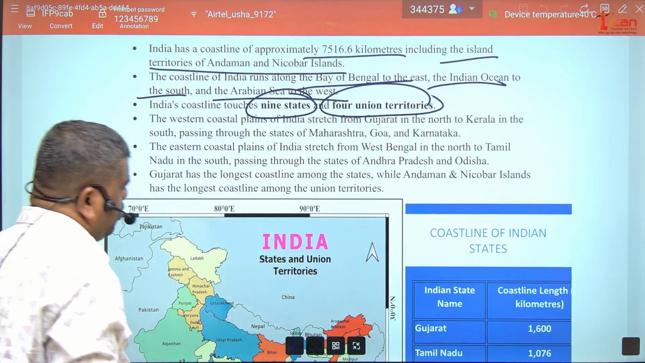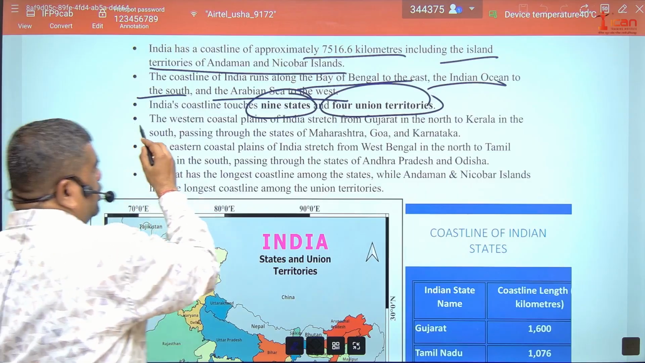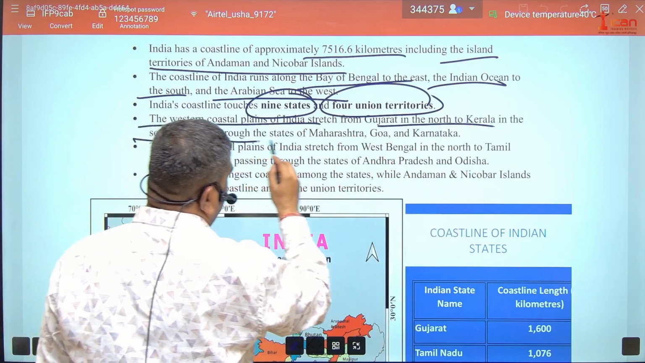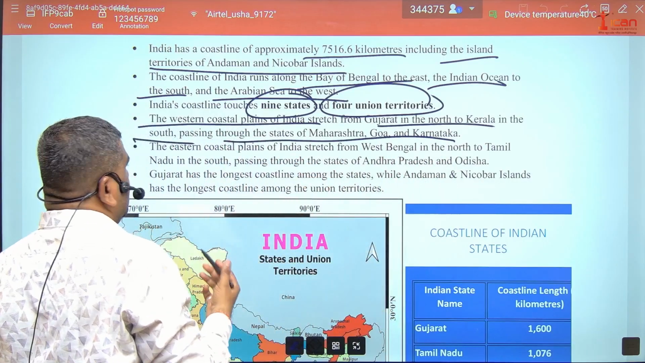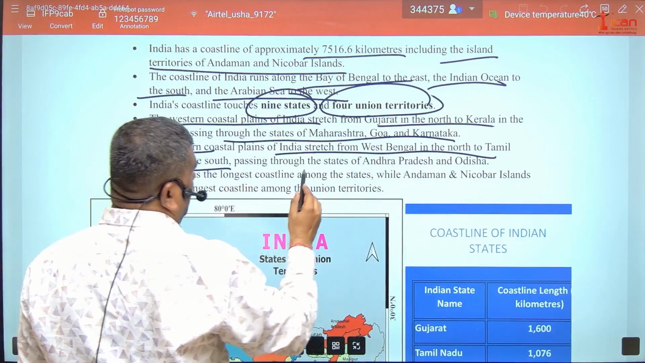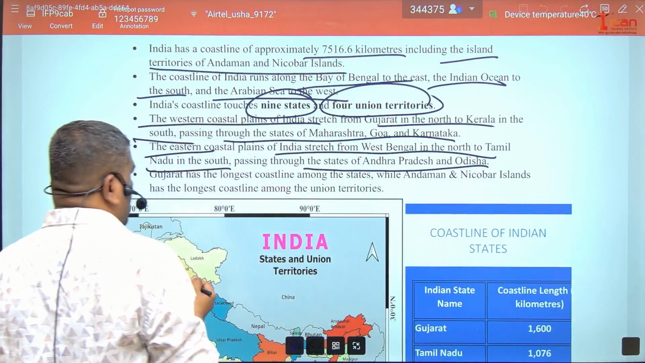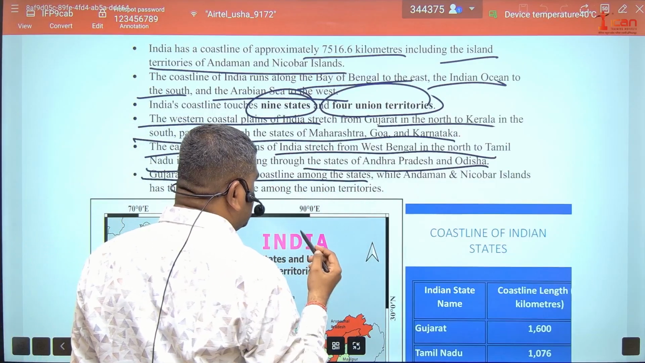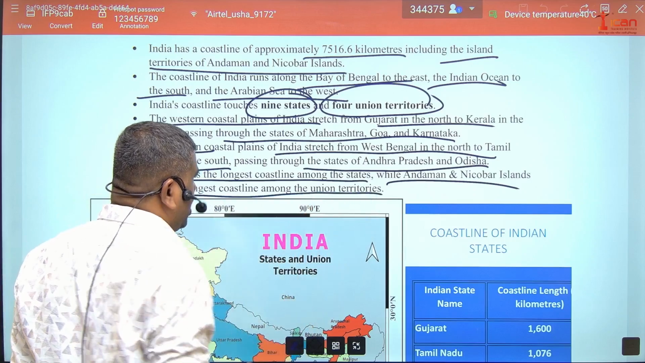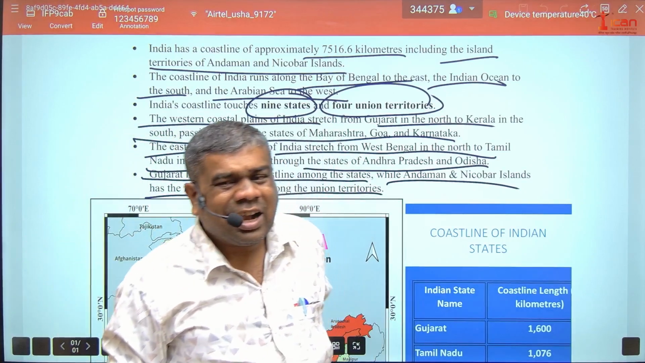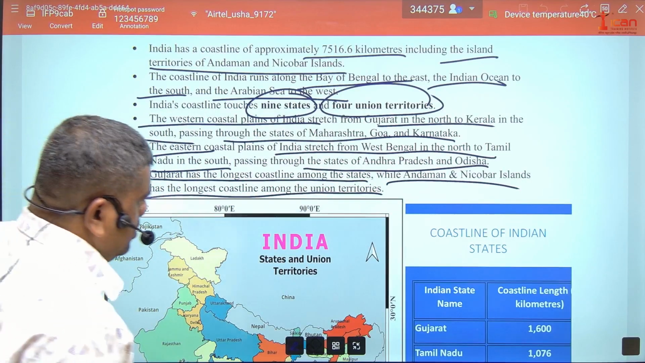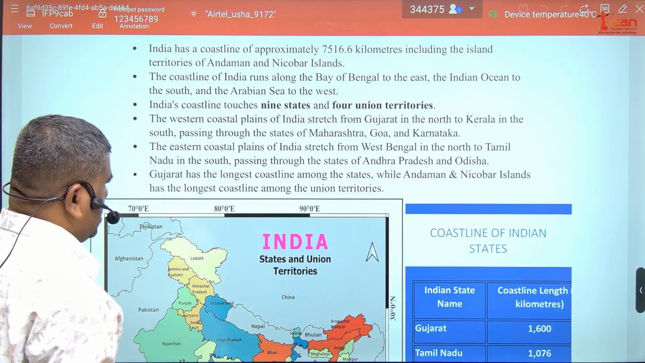Now if you look at it very carefully, there are 2 plains: the western coastal plains, from Gujarat in the north to Kerala in the south, and they pass through the states of Maharashtra, Goa, and Karnataka. We'll have a look at it. Then there are the eastern coastal plains, which stretch from West Bengal in the north to Tamil Nadu in the south. They pass through the states of Andhra Pradesh and Odisha. Now Gujarat has the longest coastline among the states. We'll see why. And also Andaman Nicobar has the longer coastline among the union territories, because it is a union territory and it is a collection of islands. A lot of islands are there in Andaman and Nicobar Islands. So let us look at what are the coastlines in India.